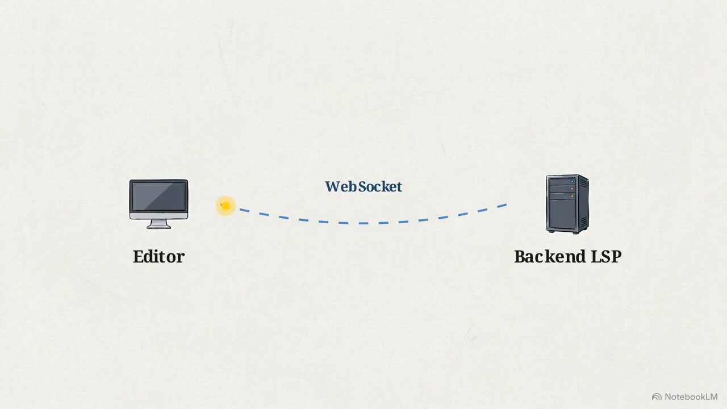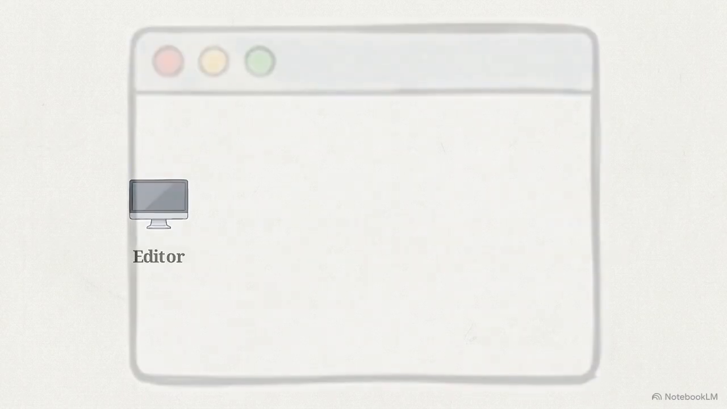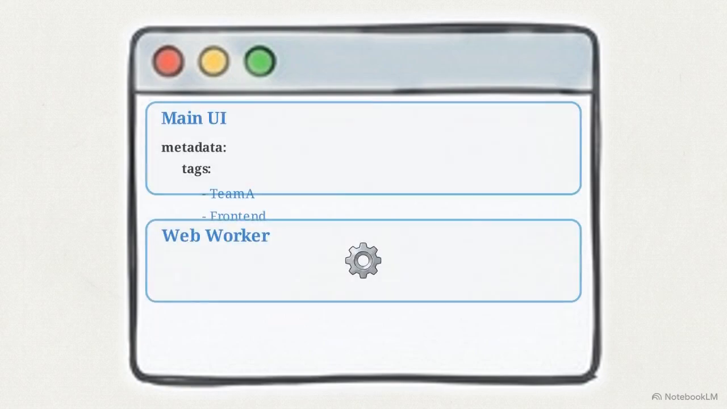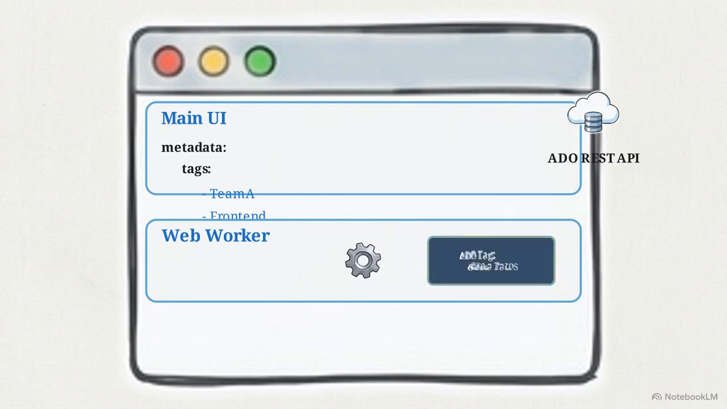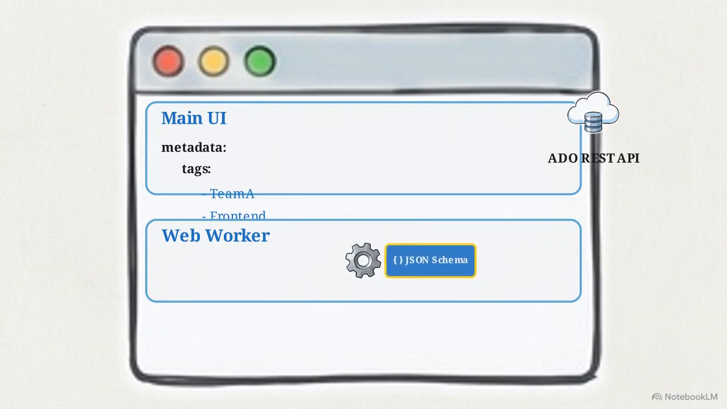In a traditional setup, the editor sends keystrokes over a WebSocket connection to a backend server running the LSP, which then returns autocomplete suggestions. We eliminate the WebSocket requirement by using a package called Monaco-YAML. This allows us to run the YAML language server entirely inside a browser web worker, operating on a separate thread from the main UI. When the React app loads, it makes a single API call to fetch the valid ADO tags and area paths. It dynamically injects those arrays directly into the web worker's JSON schema object.